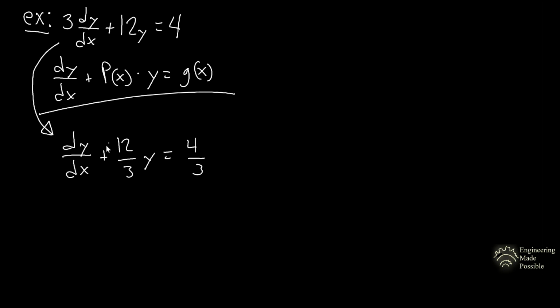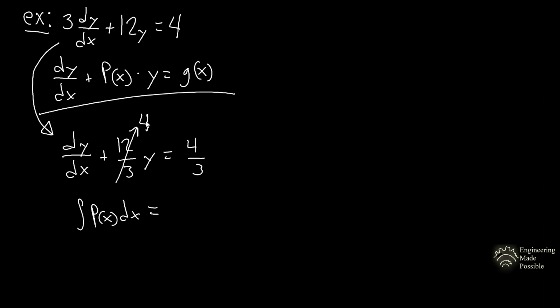Once you divide both sides by 3, you have dy/dx plus 12/3 y is equal to 4/3. Of course, 12/3 is equal to 4 here. So now we have it in this standard form, right? Our p of x in this case will be the 4, and our g of x will be 4/3.